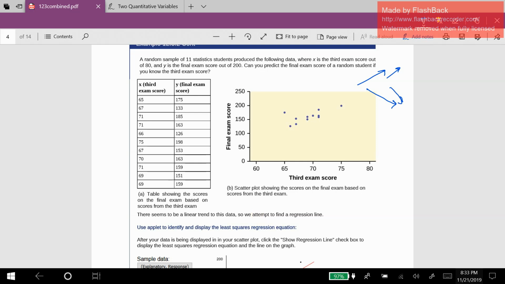Looking at this, it looks like as the third exam score increases, we also see that the final exam scores are increasing. We talked about this previously. When we can see one variable increase and then another variable increase while that first one's increasing, we called that a positive association. So we saw a positive association between these two variables, and the way we see that is, it looks kind of like there's a straight line going through here.